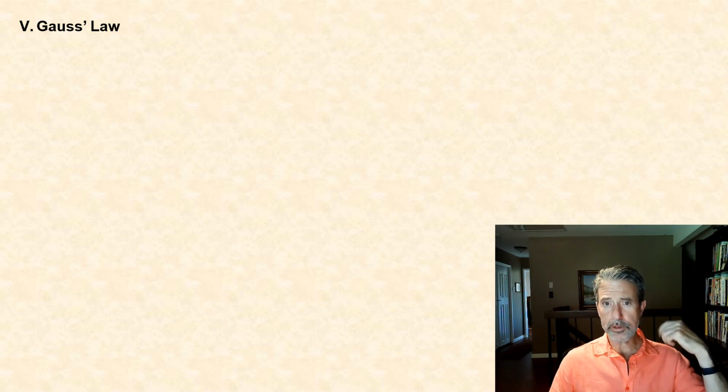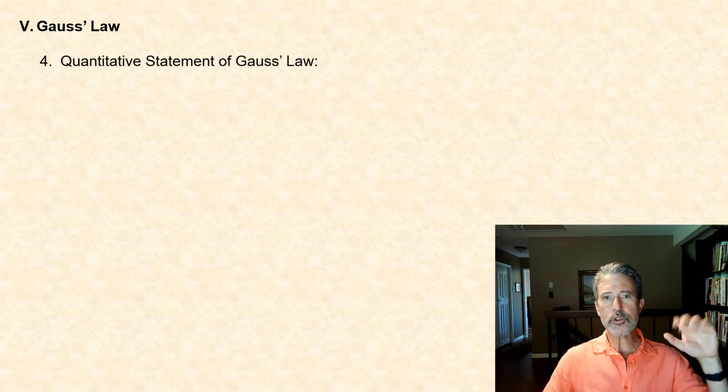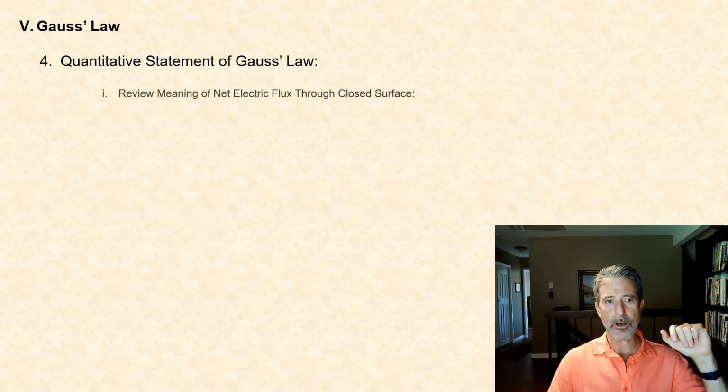Thus far, we've considered the meaning of Gauss's law in a qualitative sort of way, by simply counting field lines to give us a measure of flux. Let's now use our quantitative description of electric flux to arrive at a quantitative statement of Gauss's law.